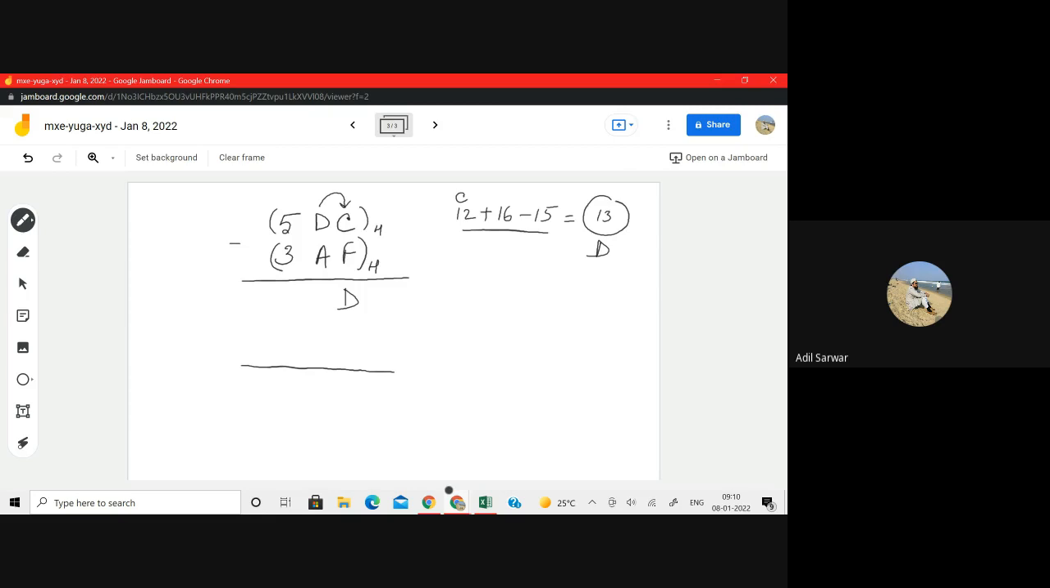So what is left here? C is left here. So C minus A is 2, because C is 12 and A is 10. So 12 minus 10 is 2, and in hex also we write the same number, 2. And then 5 minus 3 is 2. So this is the representation in hex.